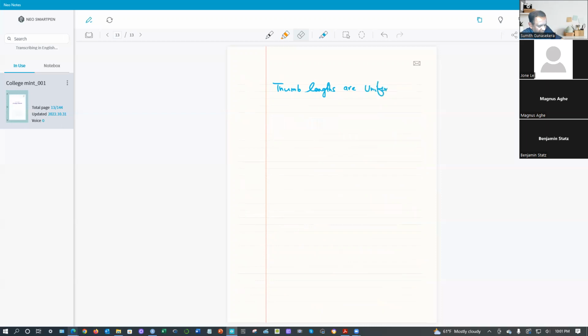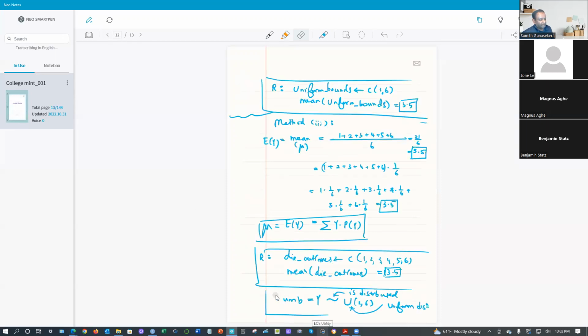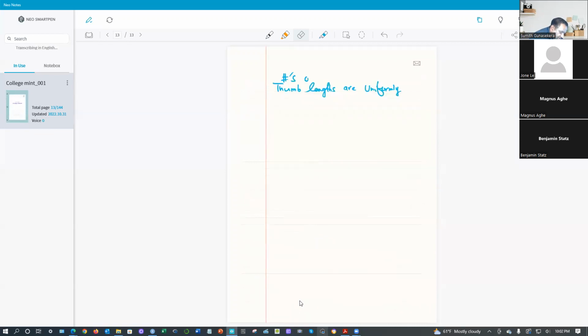I'm sorry, not thumb length, the die. Not the thumbnail, sorry. The number on the die is uniformly distributed, with this abbreviation. Uniformly distributed. So that one.